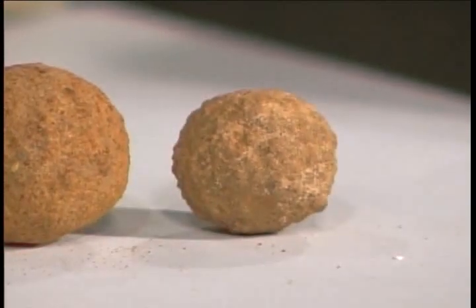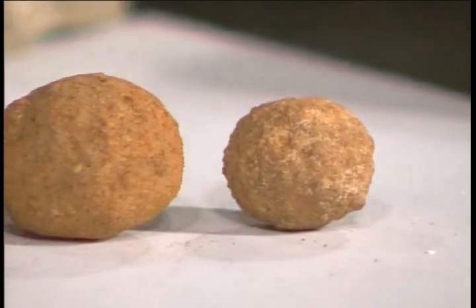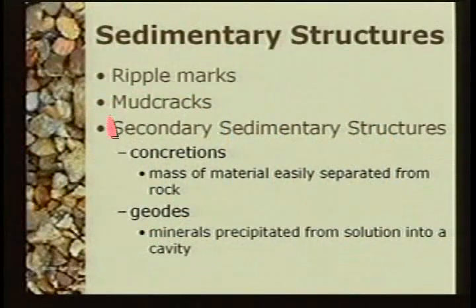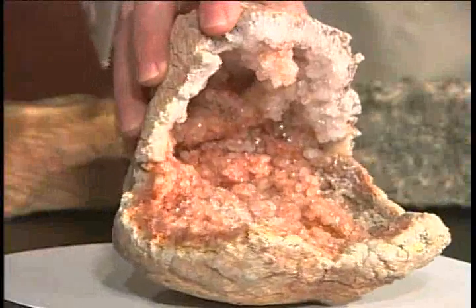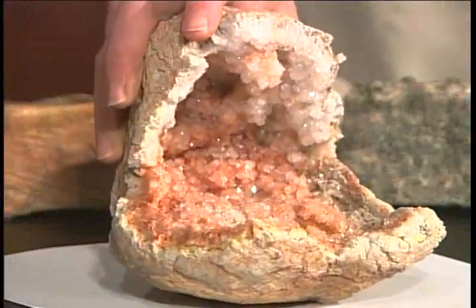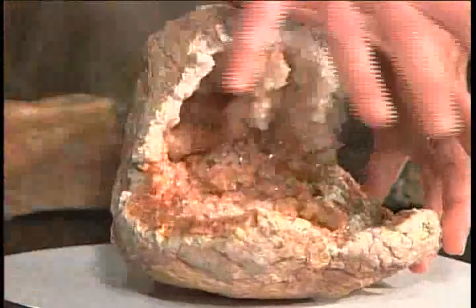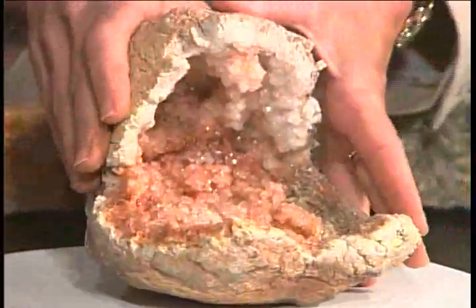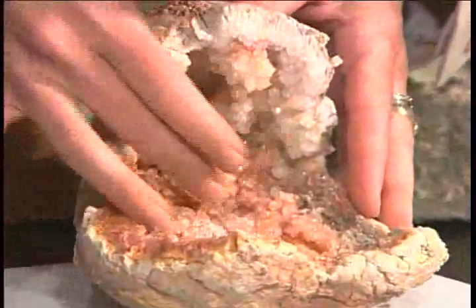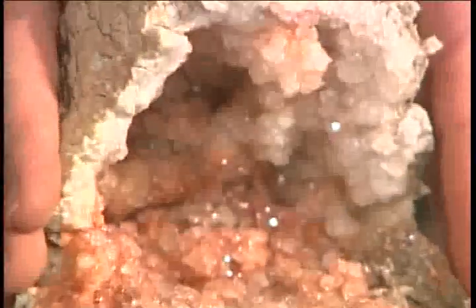Now, one of my favorite secondary sedimentary structures would be that of a geode. Geodes, we have a cavity in the rock, and minerals are precipitated from the solution into the cavity. So therefore, the minerals have time to grow, and we have a couple of examples there. Here is a partial geode. There we go. Quartz crystals. Now originally this was a big mass, and I only have about a third of it preserved. But these crystals had an open space within which to grow.